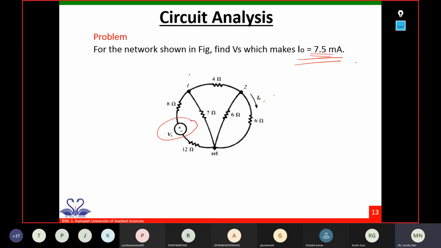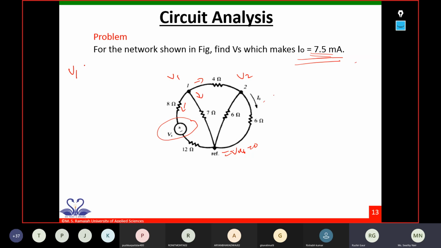Okay. So first we will write the nodal equation. So this is reference node. So V ref equal to 0 here. This is your V1. This is your V2. Tell me the equation in V1. I'm considering this current flowing like this, this current flowing like this, this current flowing like this. Tell me the equation V1.